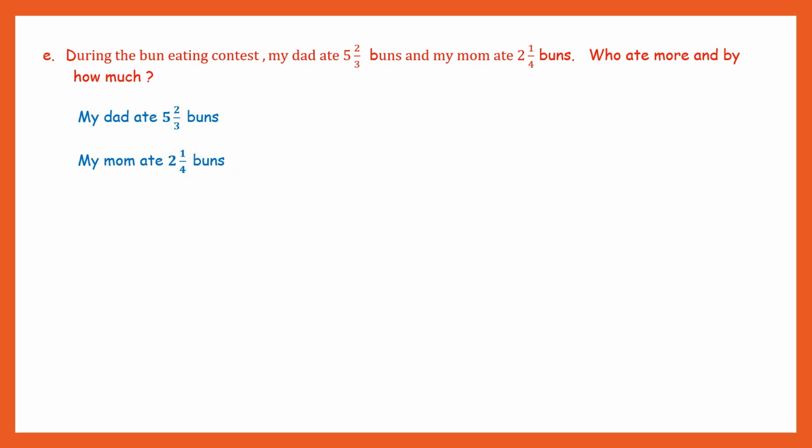Now we need to see which is the greater number here. So if you take both the fractions 5 2 by 3 and 2 1 by 4, you can look at the whole number part and make out which is greater. 5 is greater than 2, isn't it? That means my dad has eaten more. So let's write the answer. My dad ate more. Now by how much? You have to subtract this and see. So that is 5 2 by 3 minus 2 1 by 4.